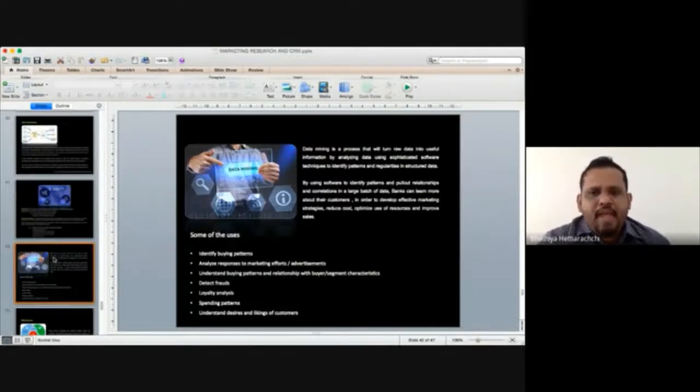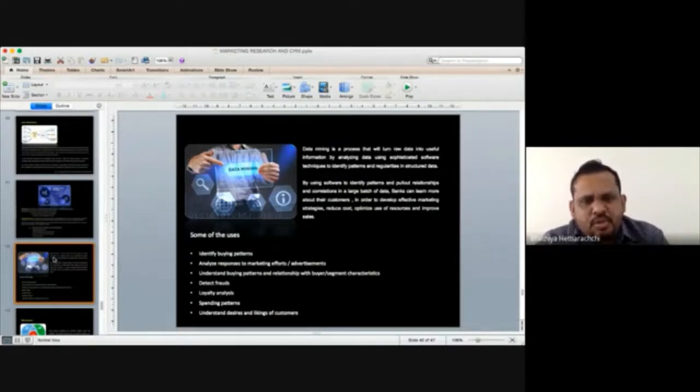Even if you apply this to banks, banks can learn more about their customers, and they can develop effective marketing strategies. They can see where they can reduce cost, optimize usage of resources, improve sales. Now, these are benefits of data mining, right? So in banking terms, if you really look at how data mining is used, it is sometimes used to identify buying patterns, right? So you have the historical data, and then you can understand what the buying pattern is. Now when will this customer increase his buying, what is the usage frequency? All these things can be analyzed.